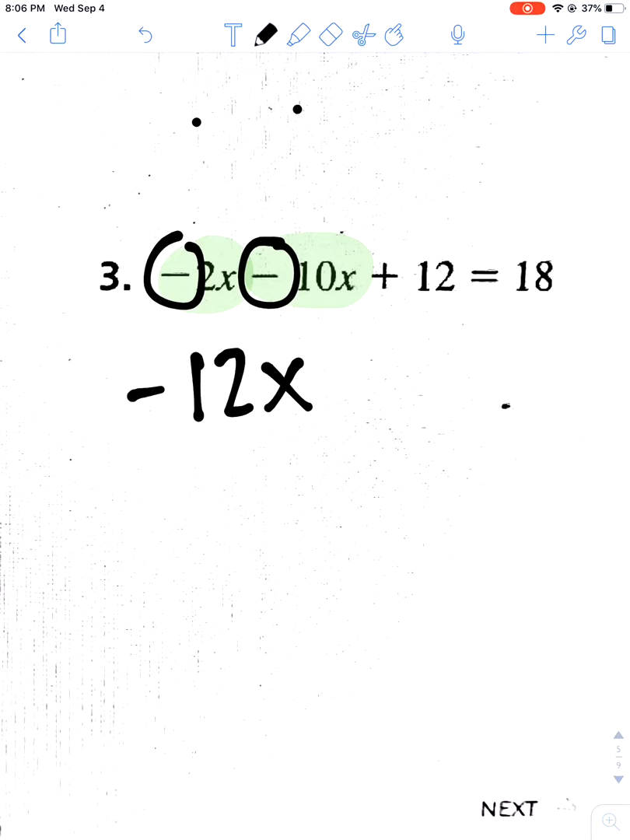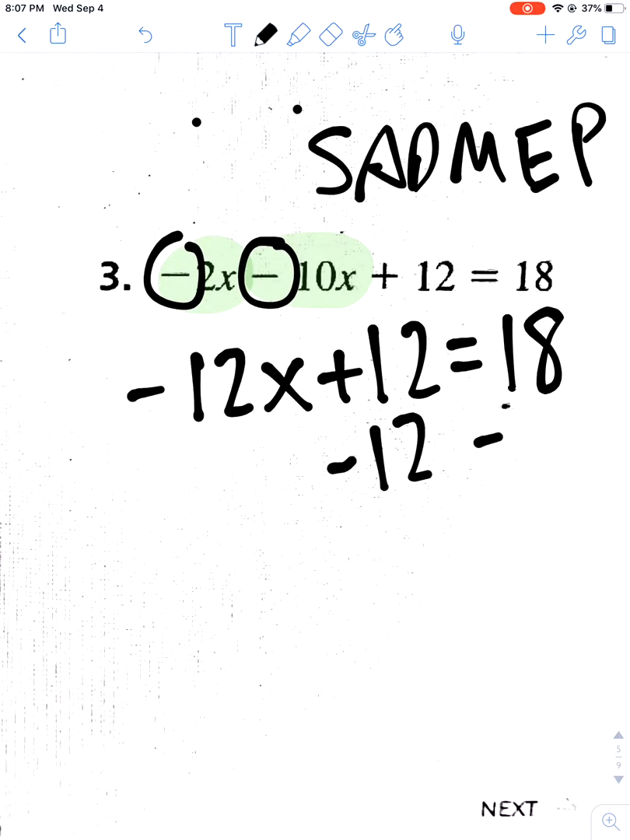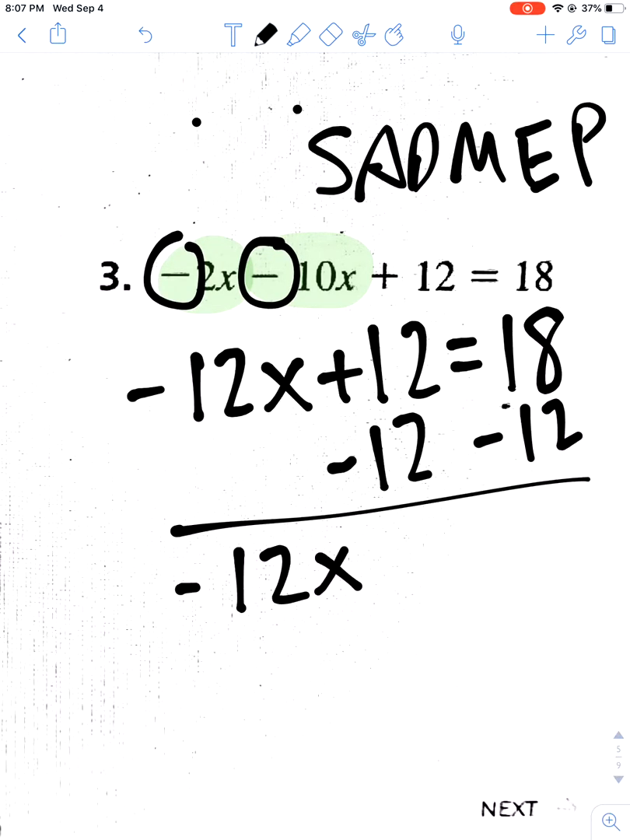Negative. Rewrite everything that we didn't change. Now I've got to use SADMAP. So we subtract 12 first. So I've got negative 12x equals 6.